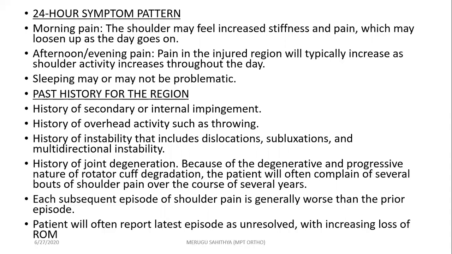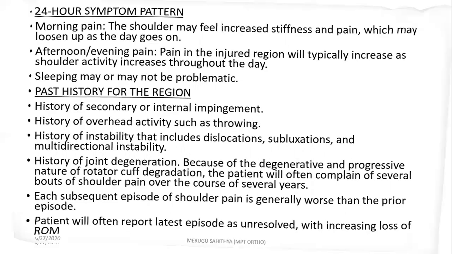History of joint degeneration. Because of the degenerative and progressive nature of rotator cuff degradation, the patient will often complain of several bouts of shoulder pain over the course of several years. Each subsequent episode of shoulder pain is generally worse than the prior episode. The patient will often report the latest episodes as unresolved with increasing loss of range of motion.